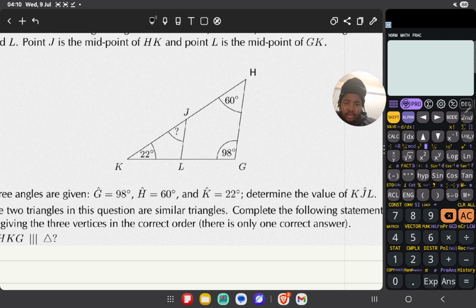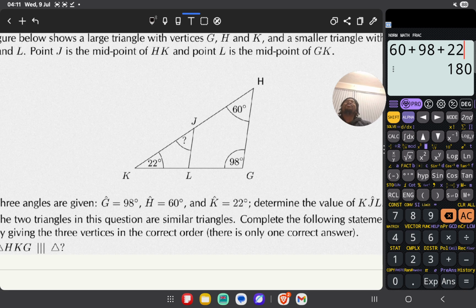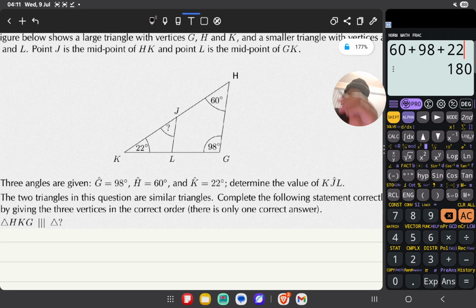Let's check these two. 1, 2, 3. So you have 60 plus 98, 98 plus 22, it gives us 180. So that is fine. That is super fine. Beautiful. That is so beautiful. So I missed out on this.